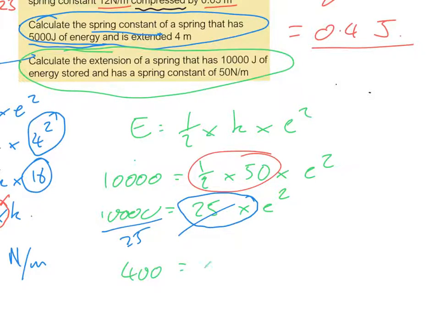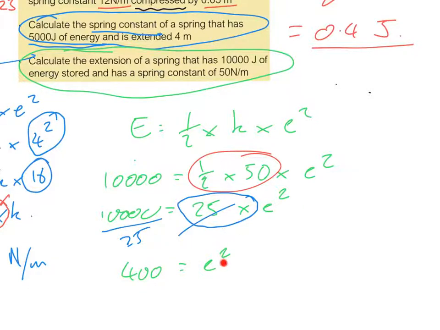We are now at 400 equals e squared. Now, as we've seen, when we have times 25, we do the opposite and divide by 25. If we had something on the bottom and it was currently dividing by a number, we would times it to get onto the other side. We always do the opposite.